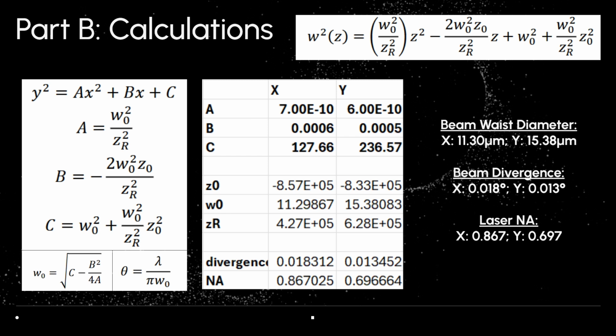Ultimately, we got waist diameters of 11.3 micrometers, 15.38 micrometers, and 0.018 degree and 0.013 degree beam divergence half angles, and finally numerical apertures of 0.867 and 0.697.